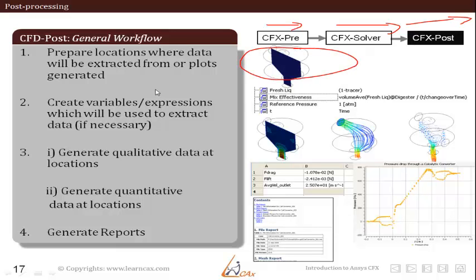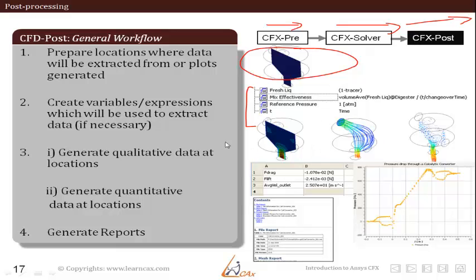So the first step in CFD Post, for obtaining results, is that we need to prepare locations where we want to plot the results. This location can be a point or surface or region of volume. Then we create a variable or expression which we want to visualize. We create expressions which we want to visualize, or we can use the standard variables like velocities, pressure or temperature.